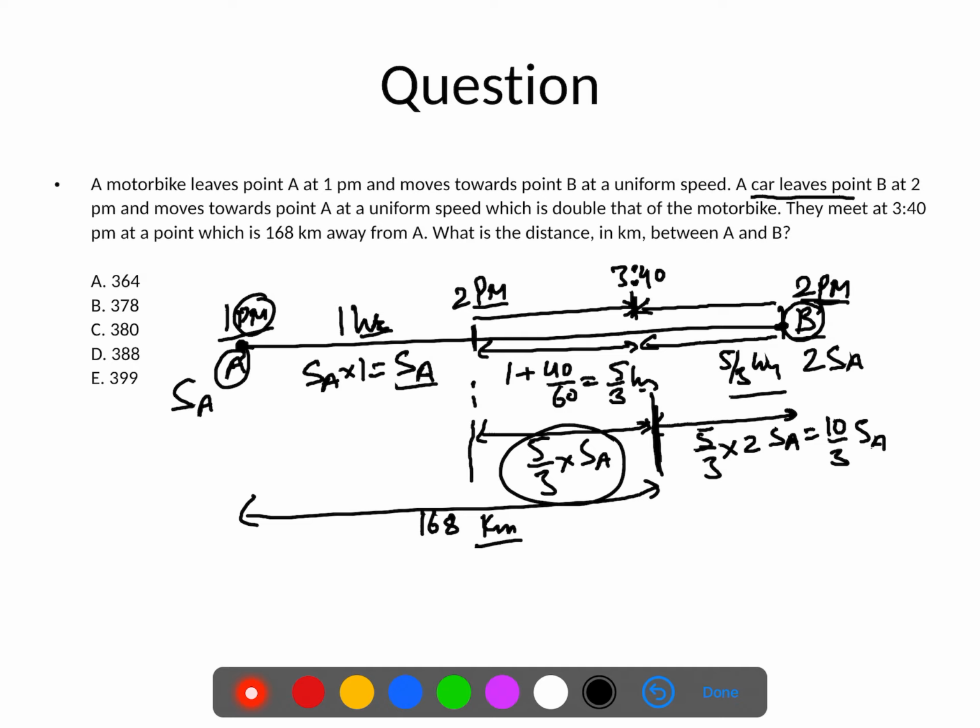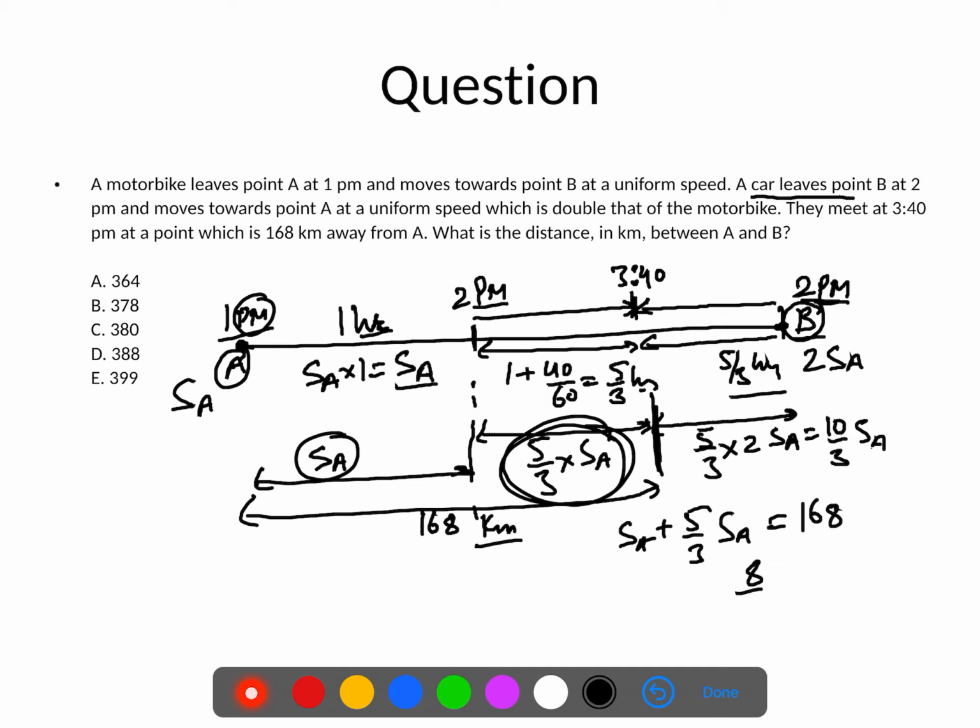So 168 can be divided into two parts. One is the SA part, this much distance. Second is this. So SA plus 5 by 3 SA is equal to 168. So it becomes 8 by 3 SA is equal to 168. So SA is 63 kilometers. That's what we get from here.